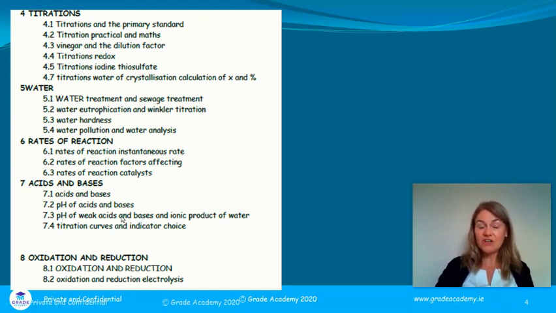The pH of weak acids and bases will require you to understand a little bit about oxidation and reduction. So 7 and 8 can sit anywhere. If you find that you're learning that in a class, wherever you are, go and find yourself watching these 2 films and these 2 lessons. And then when you go into class, you'll find it much easier.